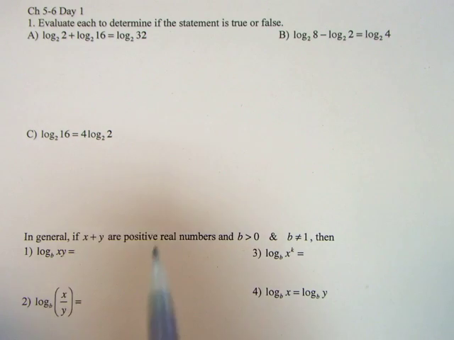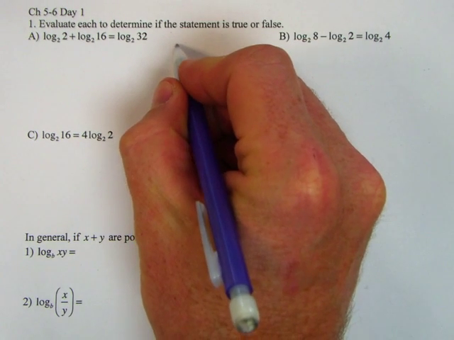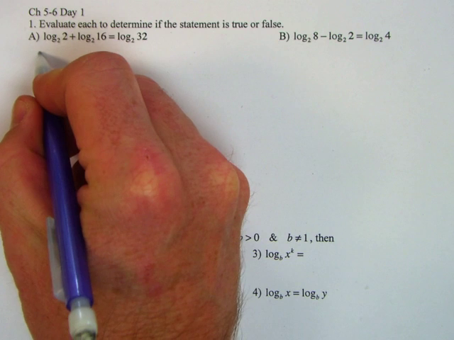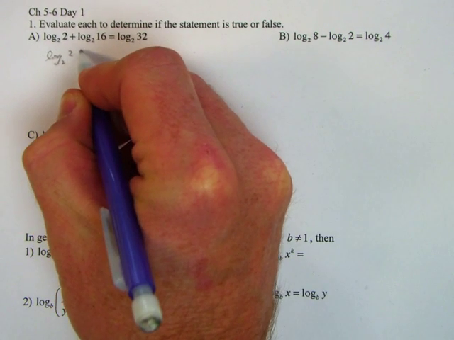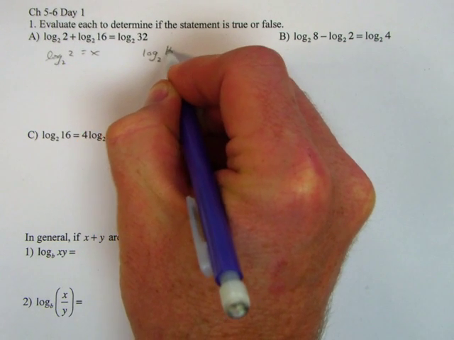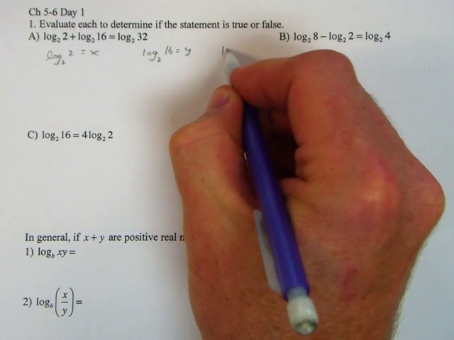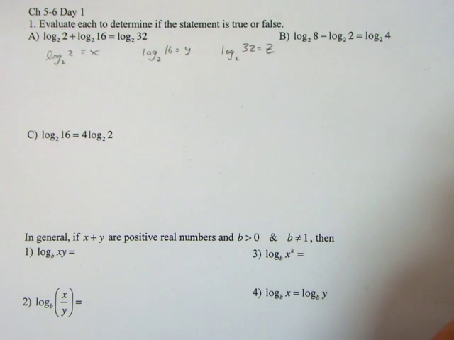Evaluate each to determine if the statement is true or false. So what we're going to do is find each part of this, and you'll notice the similarity between this one and one that was on your homework. So we'll deal with this first one and say log base 2 of 2 equals x. We'll do log base 2 of 16 equals y. Log base 2 of 32 equals z.